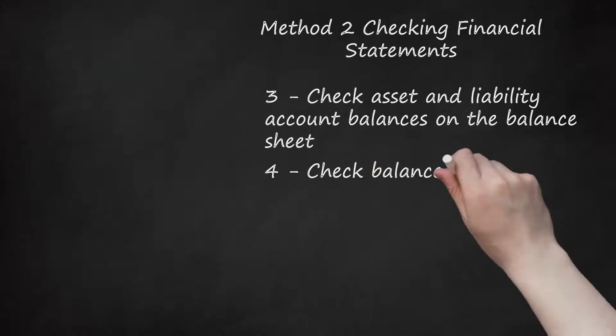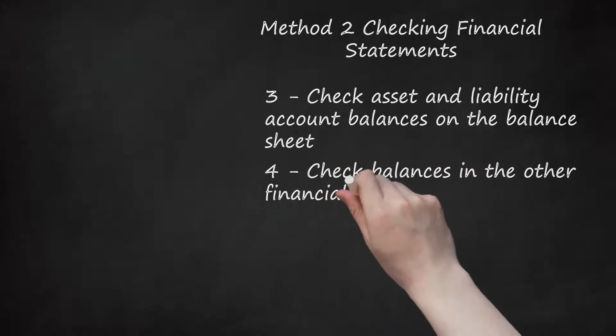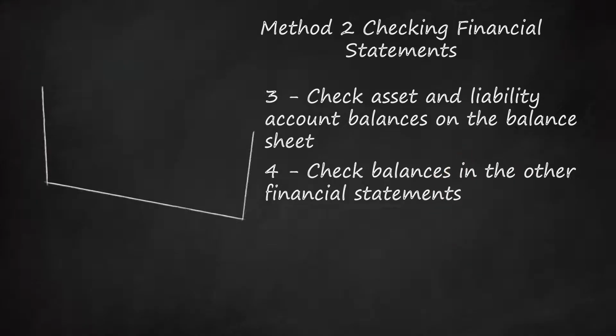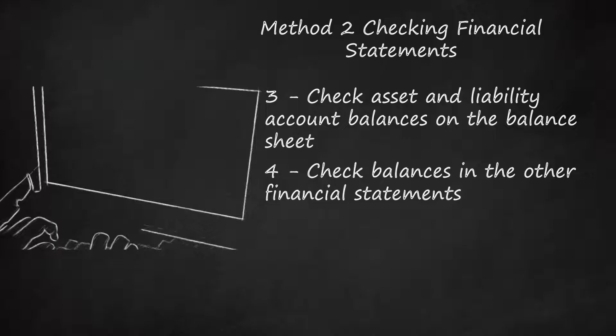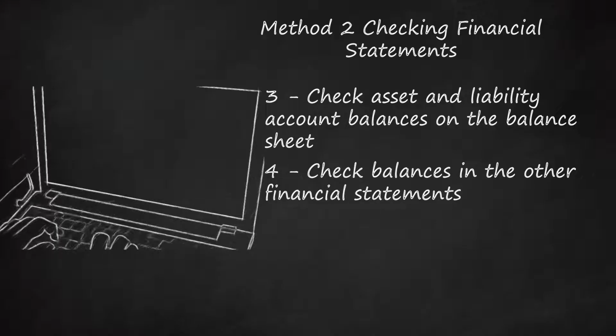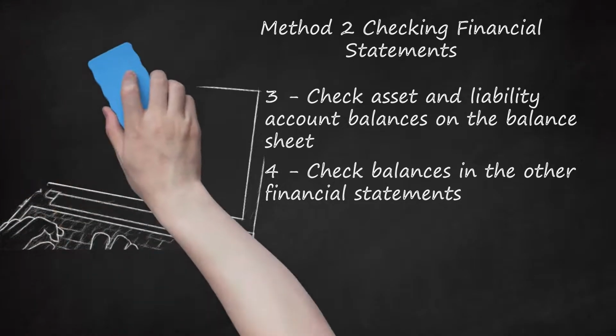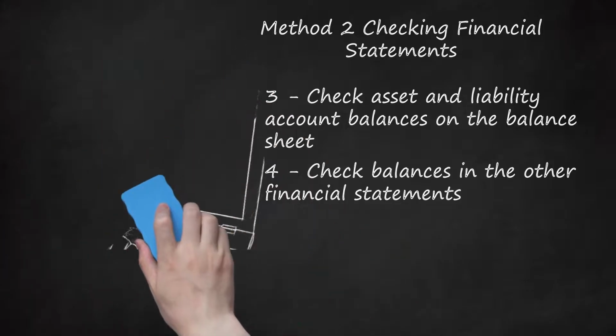4. Check balances in the other financial statements. The other financial statements will depend largely on the balances recorded in the first two statements. Make sure to mark if any discrepancies were noticed in the income statement or balance sheet and where any changes to these accounts might affect the statement of cash flows or shareholders' equity.